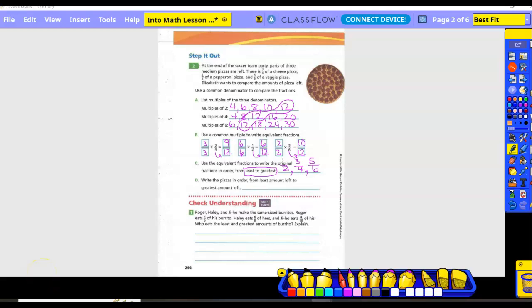Okay, so letter G says write the pieces in order from least amount to the greatest amount. So we did that with the fractions, right? Now we need to match the fractions up to the type of pizza. So what was 1/2? What kind? Pepperoni. What was 3/4?